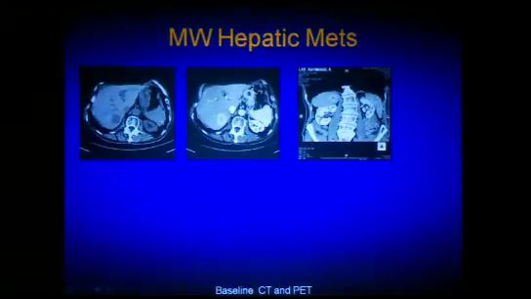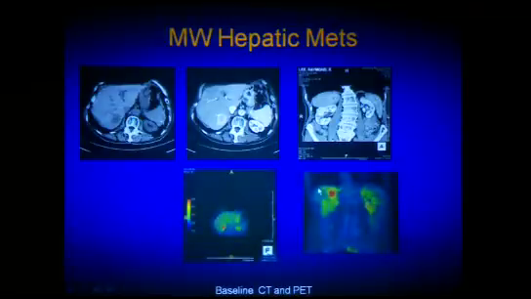Here's another case of neuroendocrine metastasis, a focal lesion in segment 7. It's hypoattenuating on CT. It's hypervascular here. We see 2 different dimensions of it. It is hot on PET. This is the tumor here, hot on PET.